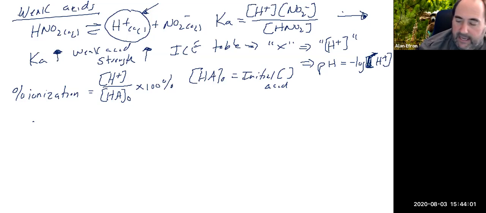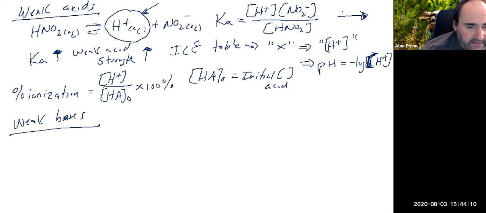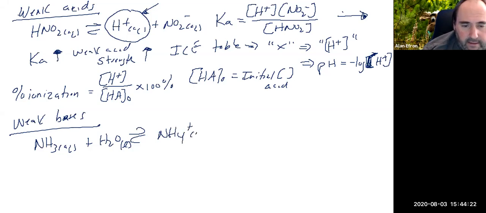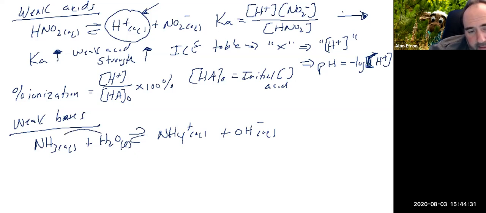We also had Kb values, right, which dealt with weak bases. For example, NH3, ammonia, is a common weak base, plus some water, going to get some ammonium hydroxide. And again, this is a base. The NH3 is actually picking up the H plus, and in this case, we're going to generate OH minus. And our Kb here, just like anything else, is products over reactants.